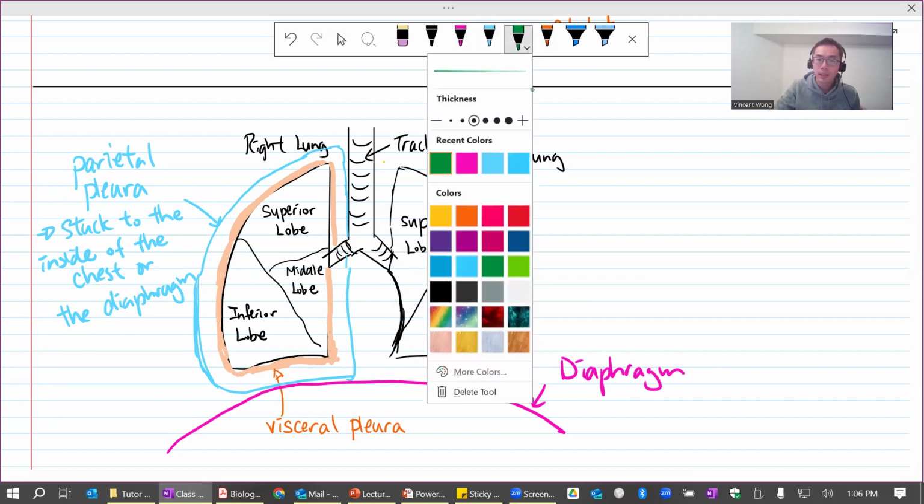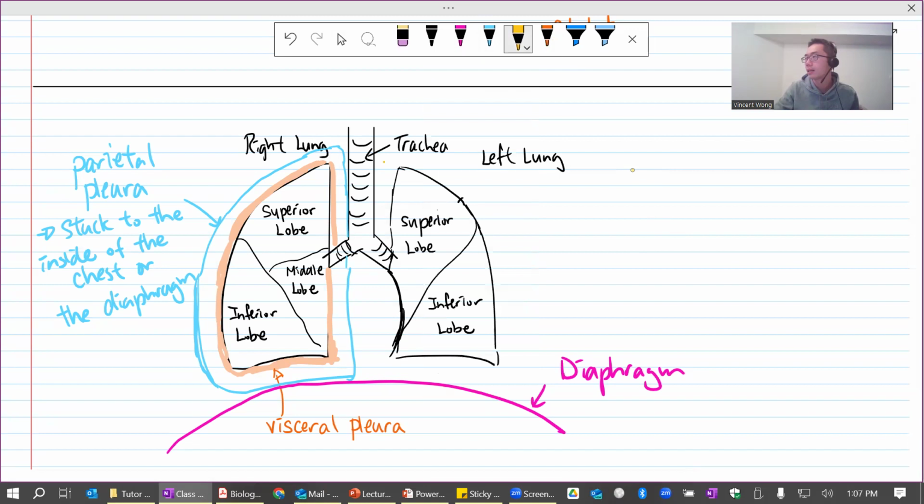Now you probably can guess this. Sorry, go ahead. Someone wanted to say something? Yeah, you mean inside the chest, I mean chest bones? Yeah, like ribs? The ribs, exactly. Very good.